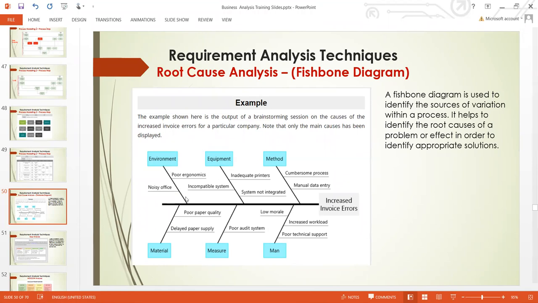You look at the body of this diagram. You can see the environment, the equipment, the method, the man, the measure, and the materials. These are factors that will help a process to work very well, all these six factors. When all these six factors are working well, then the process is working well. But when one of them is not working well, then there must be a problem in the system.